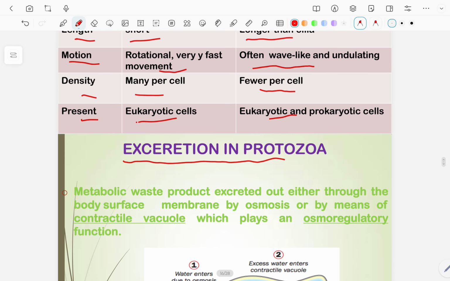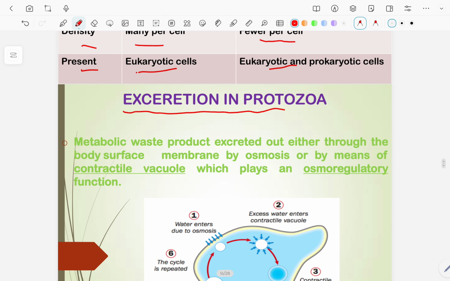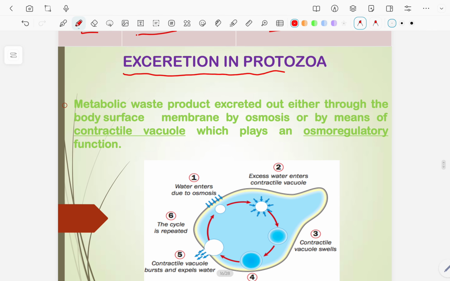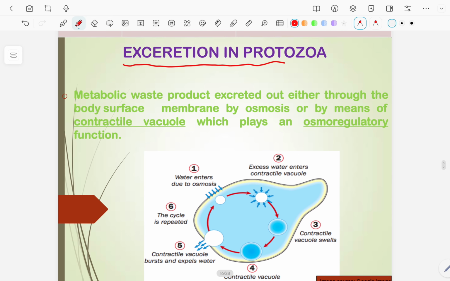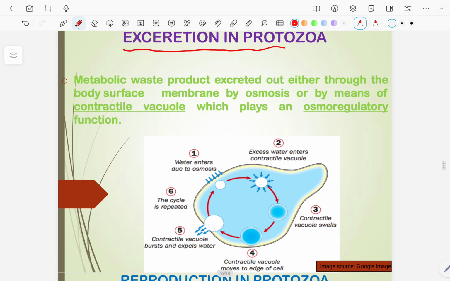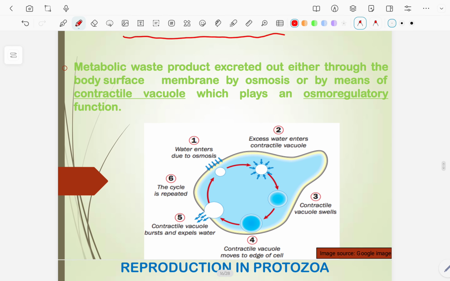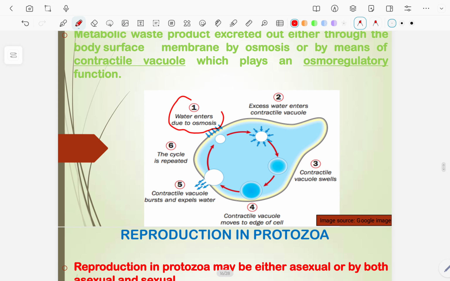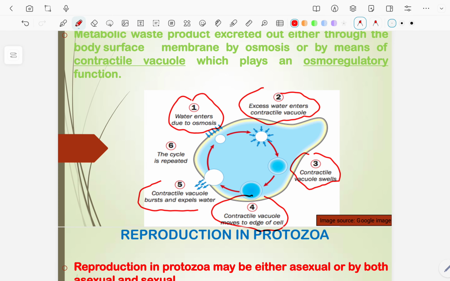Excretion in protozoa. Metabolic waste products are excreted out either through the body surface membrane by osmosis or by means of a contractile vacuole, which plays an osmoregulatory function. Water enters due to osmosis. Excess water enters the contractile vacuole. The contractile vacuole swells and moves to the edge of the cell. The contractile vacuole bursts and expels water. The cycle is repeated.